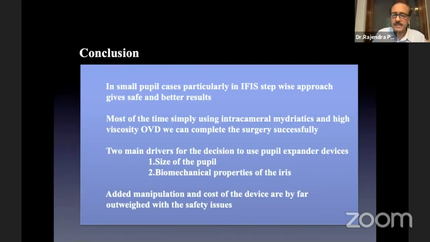The two main drivers for the decision to use pupil expander devices are the size of the pupil and the biomechanical properties of the iris. You should know what kind of biomechanical property this particular case has. And using these devices would definitely outweigh the safety issues of the pupil expander, compared with continuing the surgery in a small pupil.